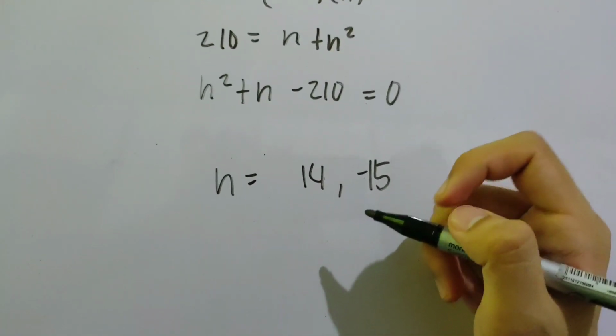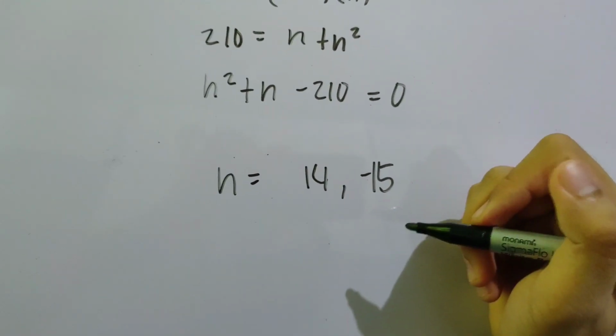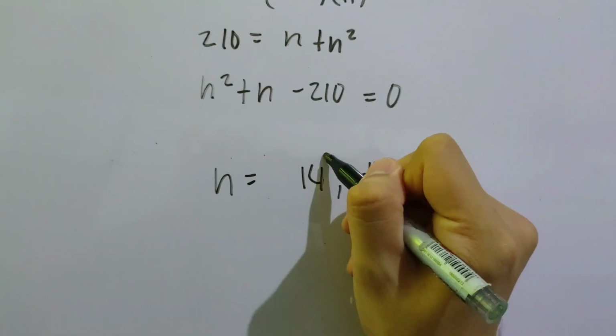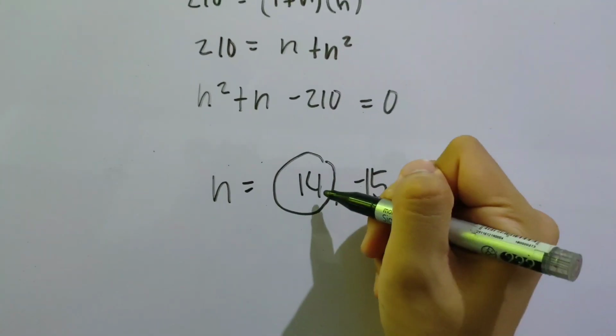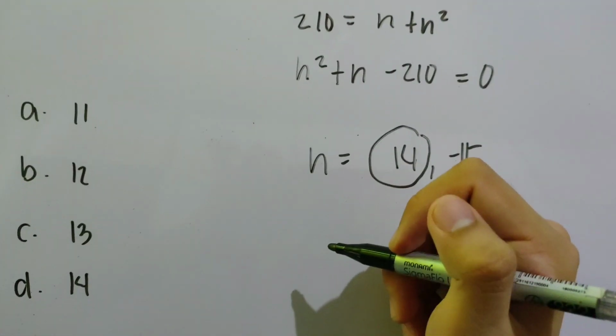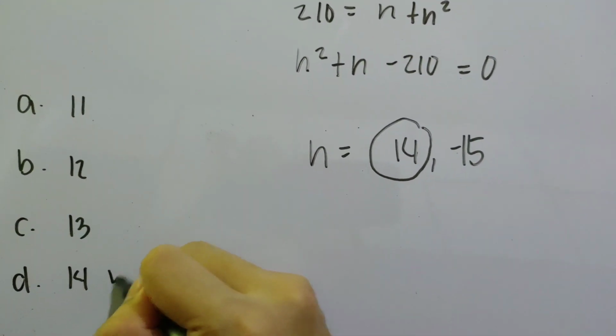Pero dun sa problem natin, hindi pwede ang negative. So, ang kukunin lang natin na value ng n ay 14. So, ito na yung sagot natin. At based sa choices, letter D ang tamang sagot.